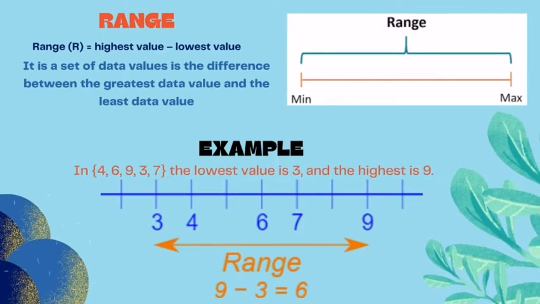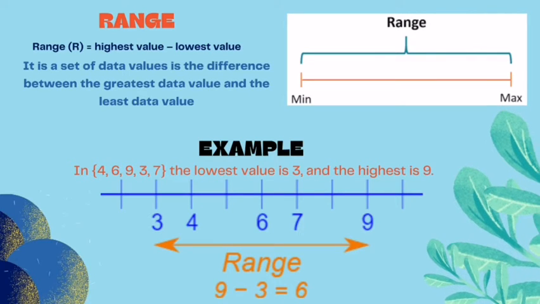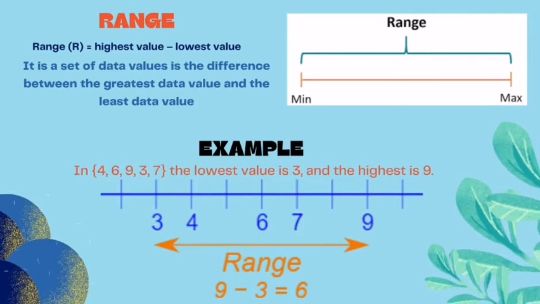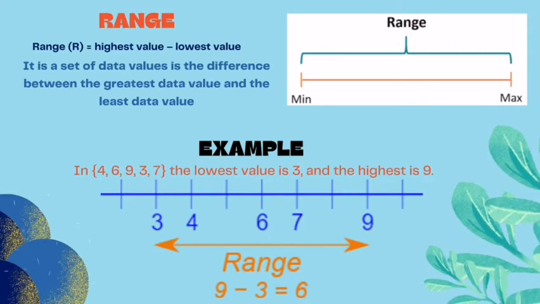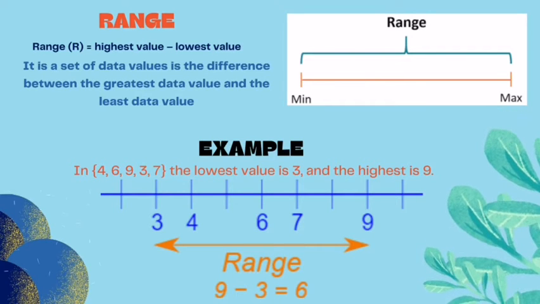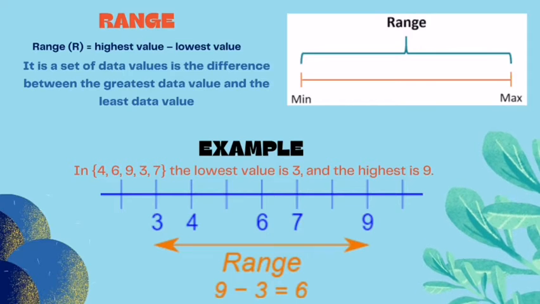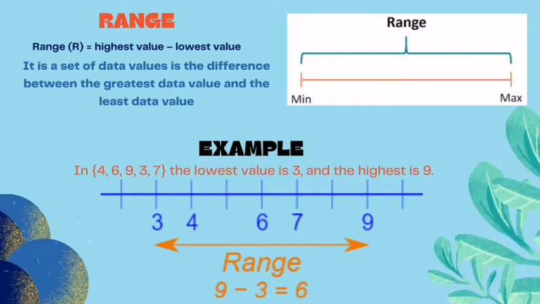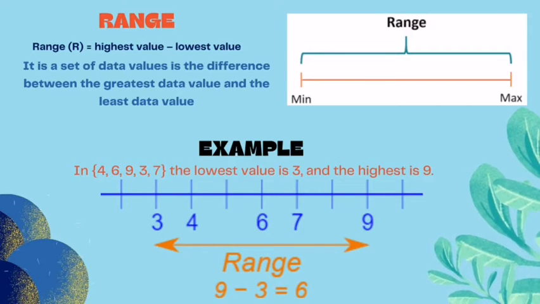What is the definition of range? To compute for the range, we have to look for the highest and lowest value in the given set of data, then find its difference. For example, in the set 4, 6, 9, 3, and 7, the highest value is 9, while the lowest value is 3. Then we subtract: 9 minus 3 is equal to 6. Therefore, the value of our range will be 6.